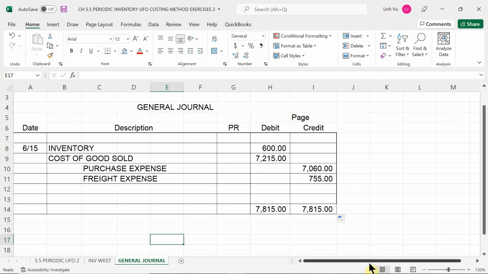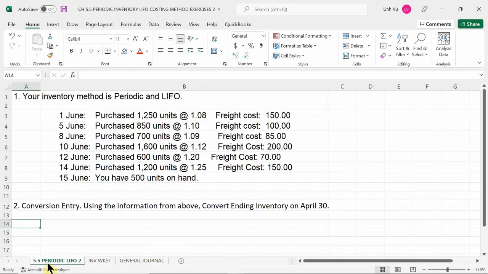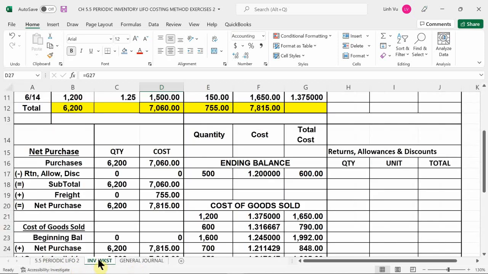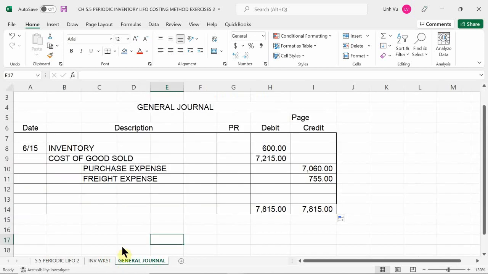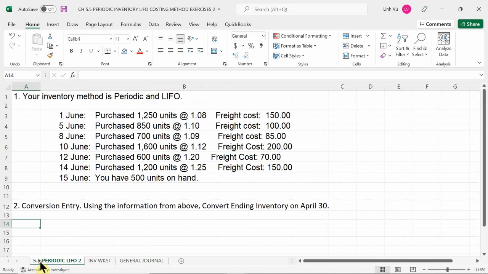The date's supposed to be the 30th, not the 15th? Well, let's see. Nope, we ended on the 15th. Oh, but then it's not April 30th. In the question, you left the date as April 30th. Oh, yeah, sorry. Okay.